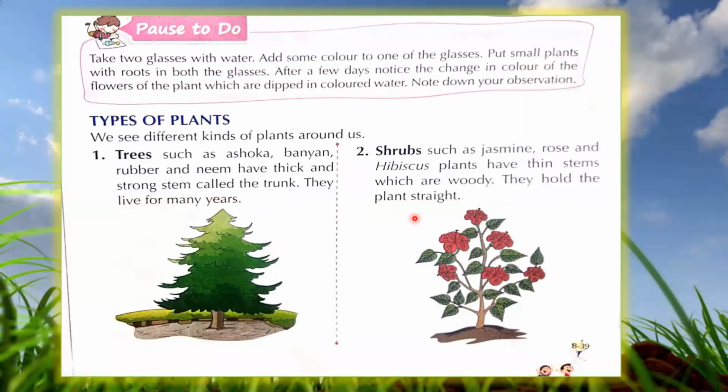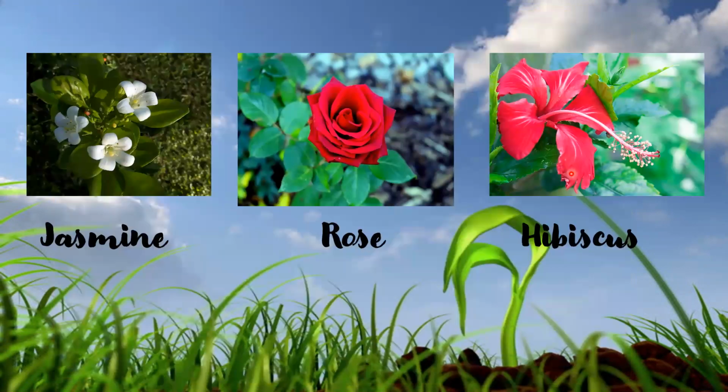Next is shrubs. Shrubs such as jasmine, rose, and hibiscus plant have thin stems which are woody. They hold the plant upright. कुछ plants हैं जैसे कि जैस्मिन, रोज, हाइबिस्कस. जैस्मिन को हिंदी में चमेली बोलते हैं, रोज को गुलाब बोलते हैं, हाइबिस्कस को कनेर बोलते हैं. ये कुछ प्लांट्स हैं. Apart from these, many other plants are there which are shrubs.